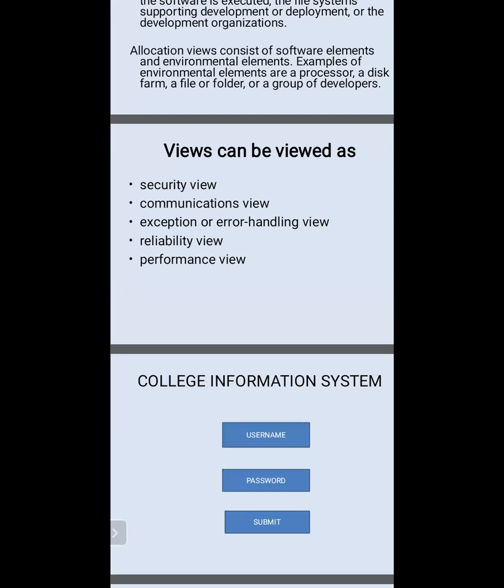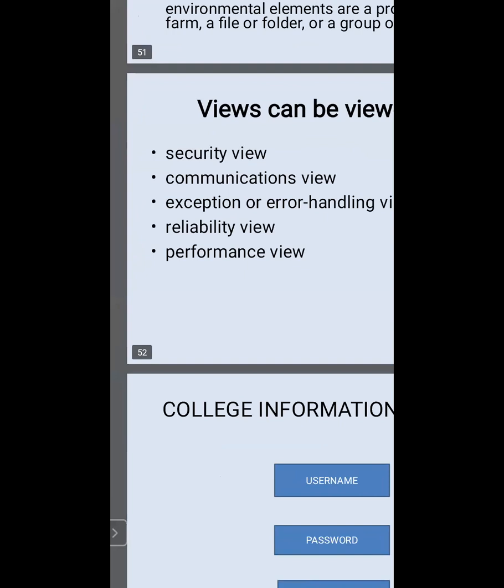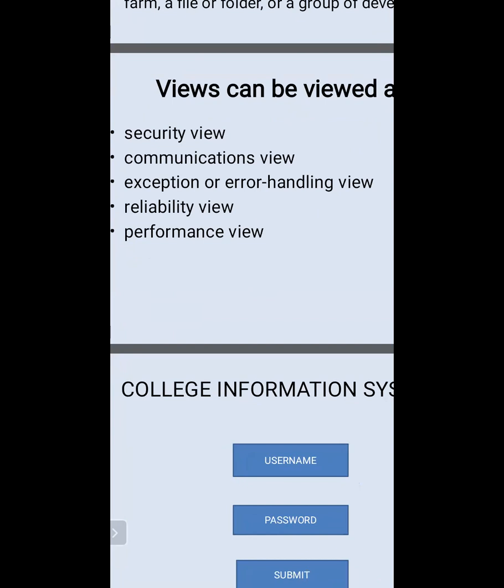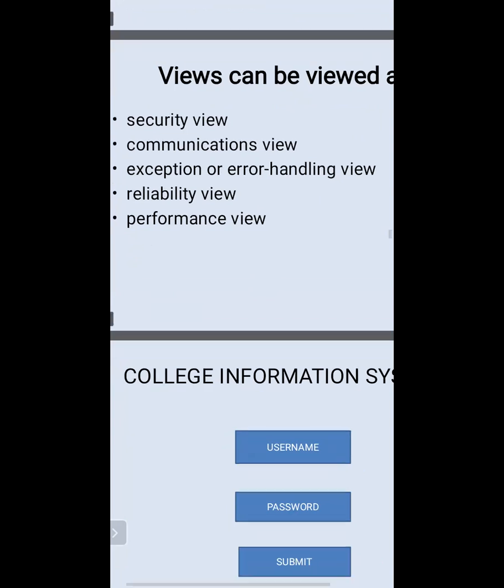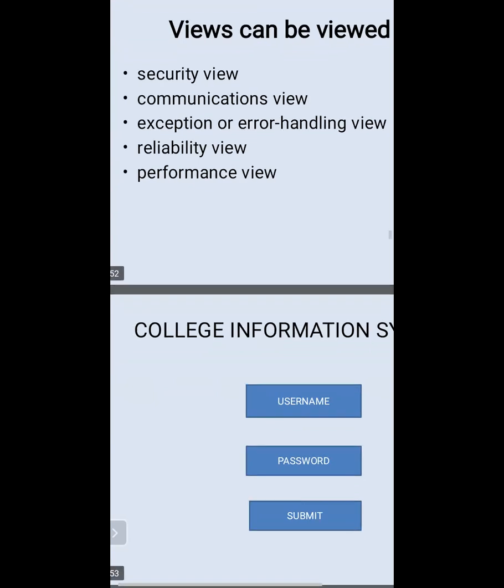In the same way, we can observe other types of views too: the security view, where we can observe the module; the communications view; the exception or error handling view; and the reliability view. All of these are views, meaning the way in which we are viewing that module, and that is based upon the functionality.